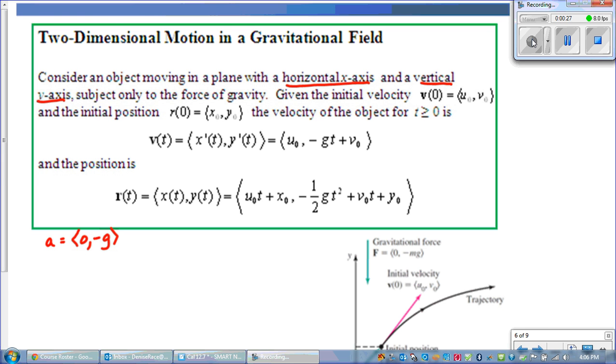Now, we're also told that the initial velocity will be u naught, v naught, so that's the velocity when t equals 0, and the initial position when t equals 0 is x naught, y naught. We want to find an expression for the velocity and the position vector. Well, first, if we have the acceleration and we want the velocity, we know that the velocity will just be the antiderivative of the acceleration.